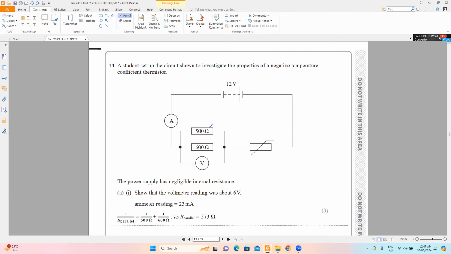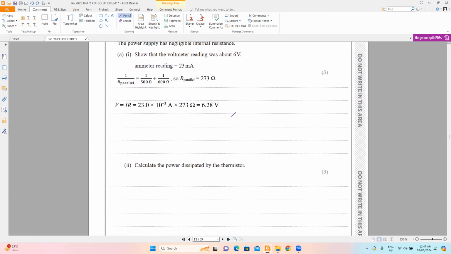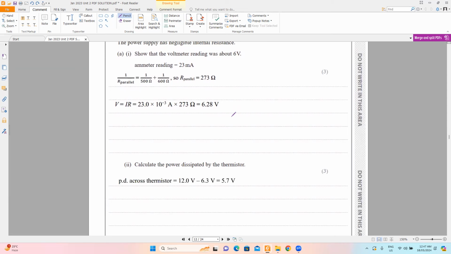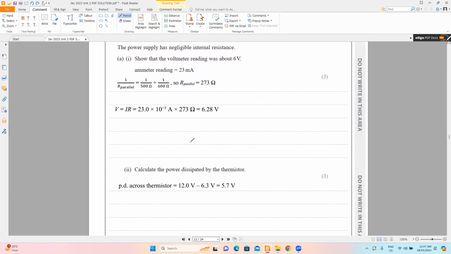If the parallel branch gets 6.28 volt, the thermistor will get 12 minus 6.28. So the voltage across the thermistor would be 12 minus 6.28, that gives me 5.7. And since it's a series circuit, the same current flows. So power equals VI. So I know the value of the current flowing through the thermistor as well. That is 23 milliampere. So P equals VI, voltage times this current. So the power is 0.13 watt.